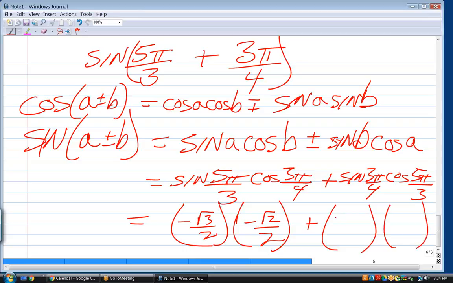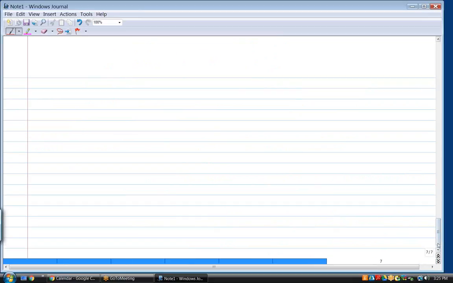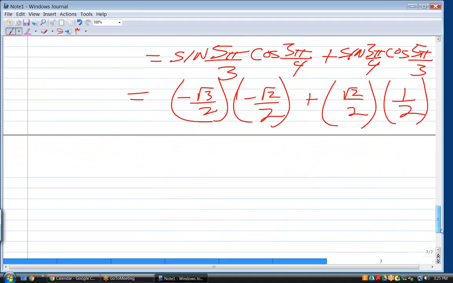What's sine of 3 pi over 4? Yeah, that would be root 2 over 2. Sine is positive in the second quadrant. Yeah, A, B, C. And cosine of 5 pi over 3? That will be 1 over 2. And that's the way I recommend doing all of these, step by step. Do not try to take shortcuts. It's really easy to make mistakes if you take shortcuts.